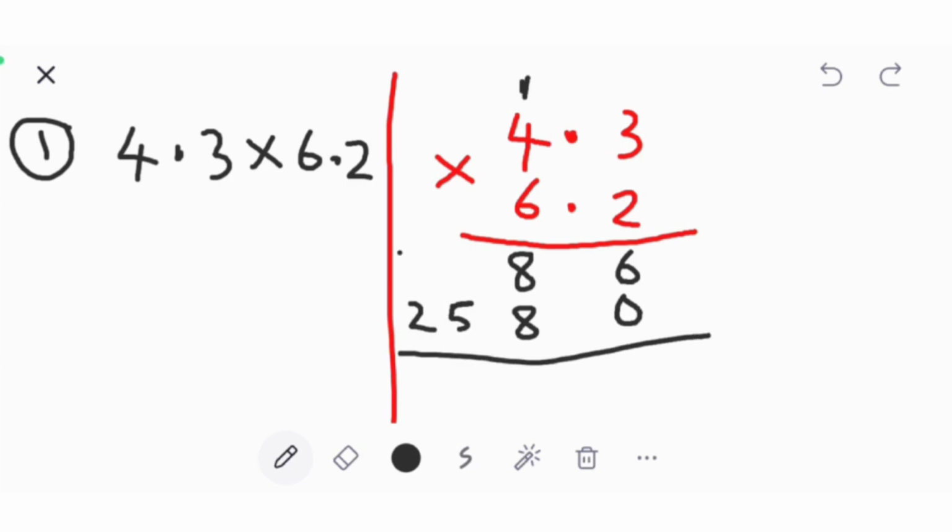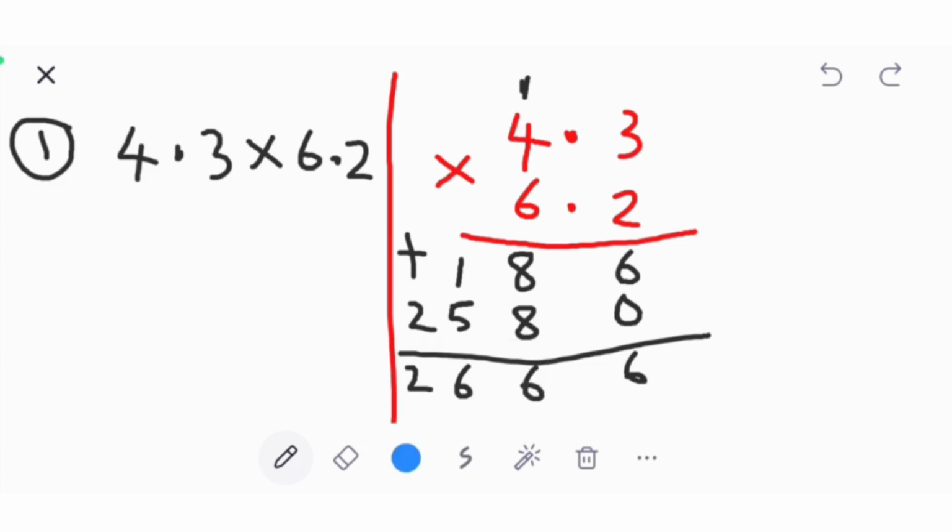Then you add everything. 6 plus 0 is 6. 8 plus 8 is 16. You write down 6, put 1 on top of 5. 1 plus 5, you have 6. Then you write 2. Now, where will the decimal point be in the answer?